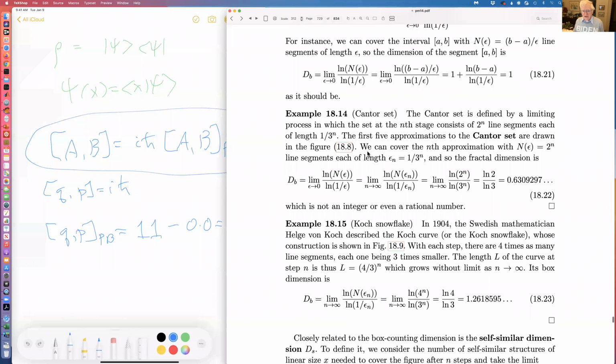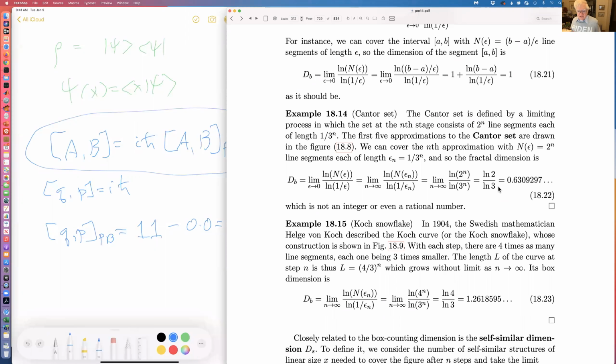Then what you find is that you can cover the nth approximation with 2 to the n line segments, and each of them has length 1/3. And so when you compute this, you wind up with log of 2 divided by log of 3. And so the Cantor set has a dimension that's less than 1. It's not quite a line, but it's a lot more than a point, which would have dimension 0.